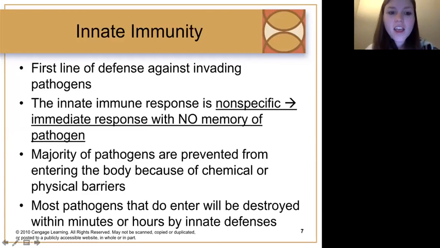Innate immunity is the first line of defense against invading pathogens. The innate immune response is a non-specific, immediate response. And because it's non-specific, that means that it has no memory of the pathogen.